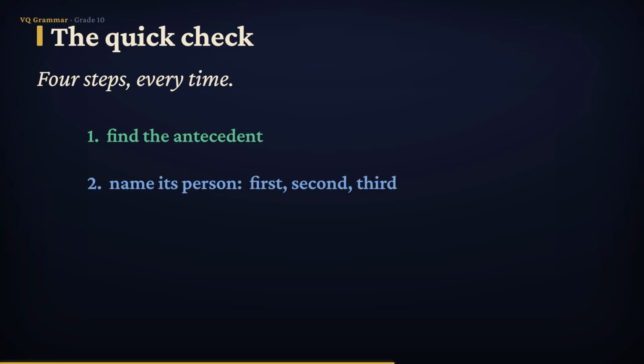Step 1. Find the antecedent, the word the pronoun points back to. Step 2. Name its person. Is it first, second, or third? Step 3. Make the pronoun match that person exactly. And step 4, the one that saves you most often.